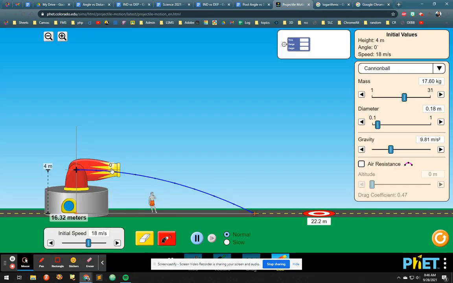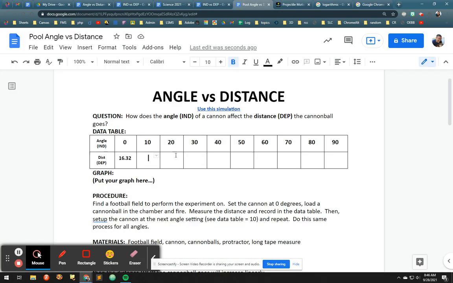Set the angle at 10 and fire. And then measure that. Write that in the data table, 22.61. 22.61, and move on. All right. And after you build the data table, you should know how to convert it to a graph. Copy that graph, paste it right there, and you'll be done. And that's it.